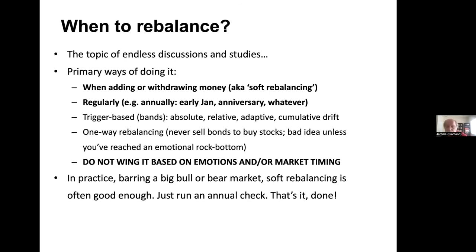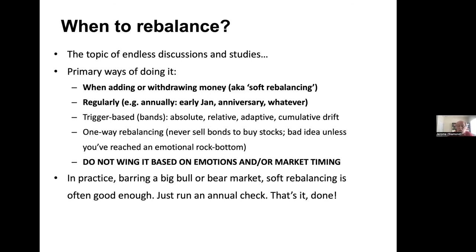In practice, big bull markets or big bear markets don't occur very often. Most of the time the market is kind of inching upwards, going a little bit sideways and up and down, but not gyrating a lot. If you are in such a semi-steady, not overly exciting situation, soft rebalancing, the fact of doing small rebalancing moves when you save money or when you withdraw money, is surprisingly good enough. Most of the time you will not see your asset allocation going much out of whack because of not doing more than that. You probably will want to do an annual check, just to see where you are. You may very well decide, good enough, and that's it, done.